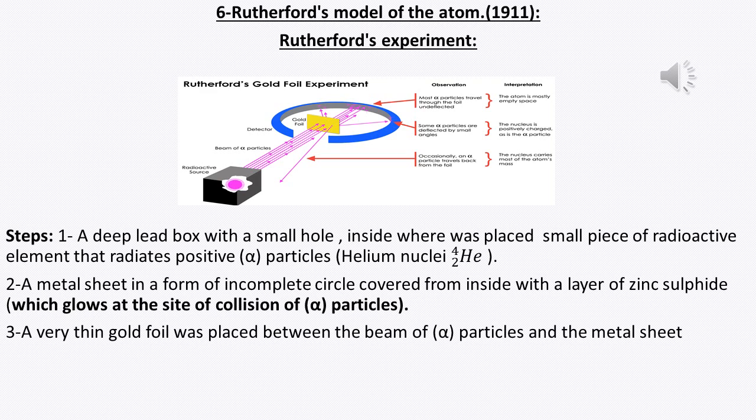First one, Rutherford's experiment. Rutherford's students Geiger and Marsden performed his famous laboratory experiment. They used tools. First one, a deep lead box that contains alpha particles. Number two, a metal sheet lined with zinc sulfide. Zinc sulfide glows when the alpha particles collide with these layers. Number three, a very thin gold foil.